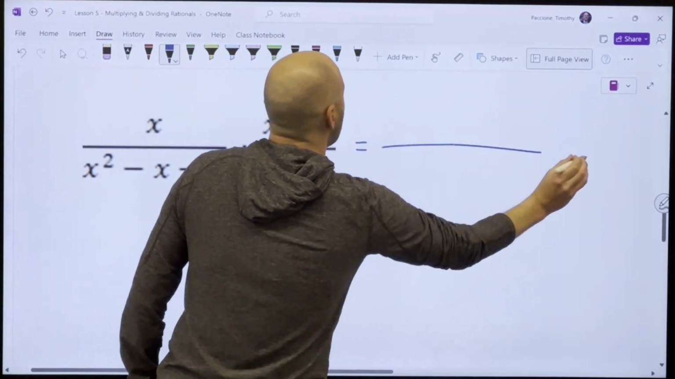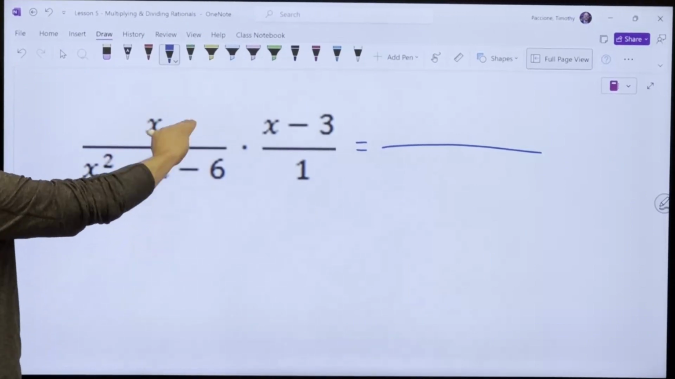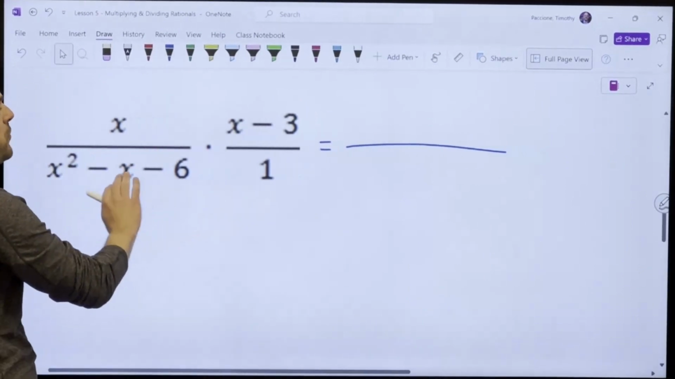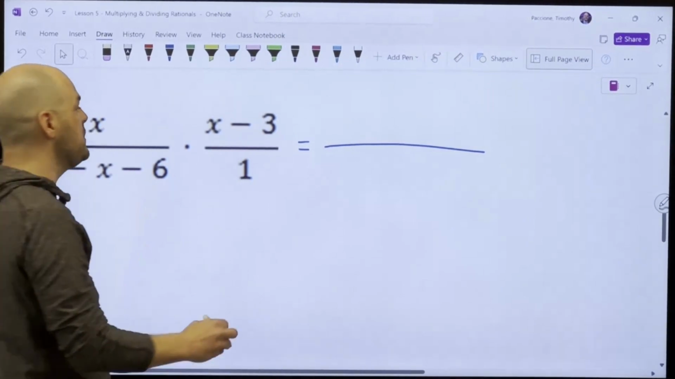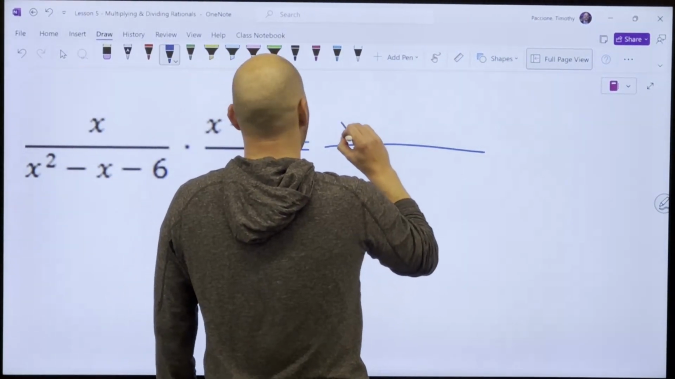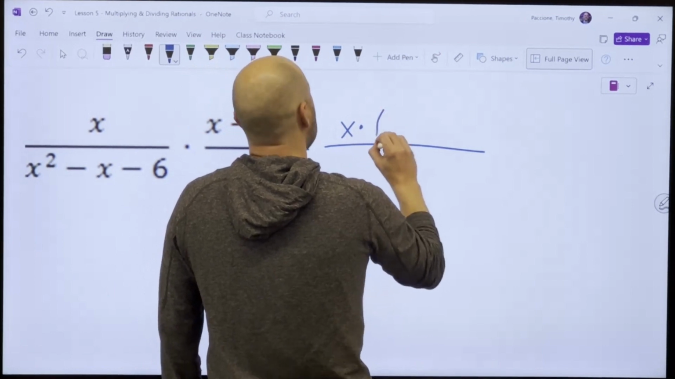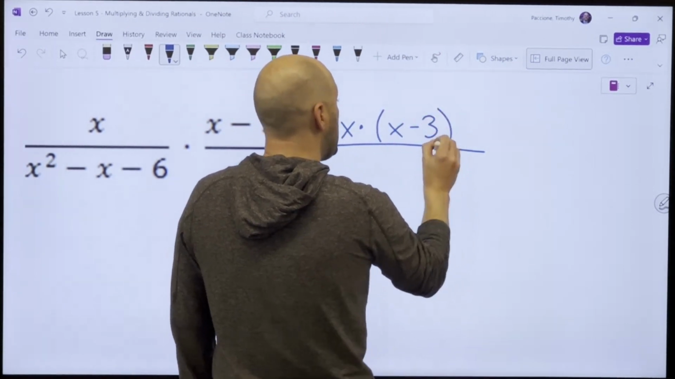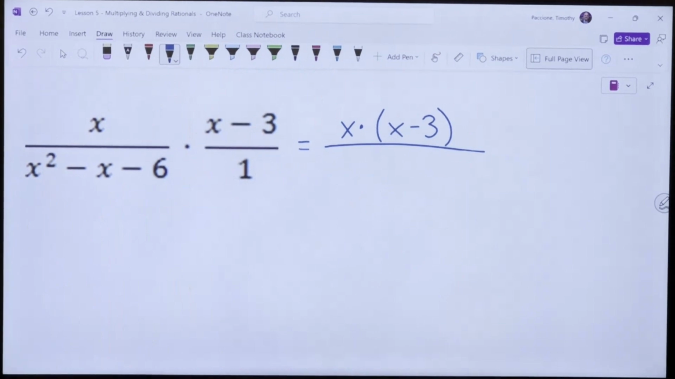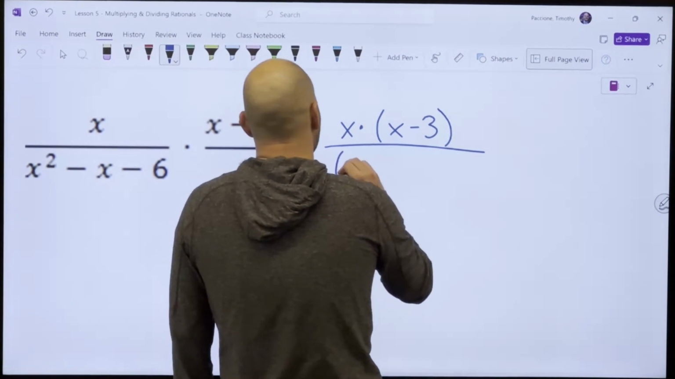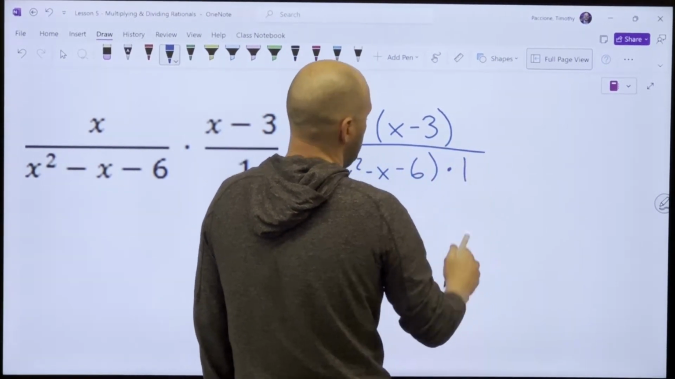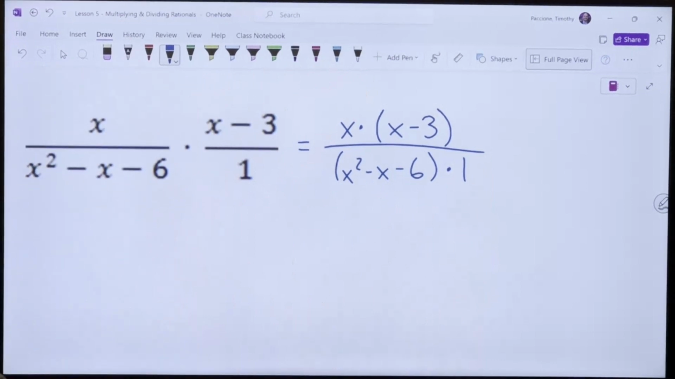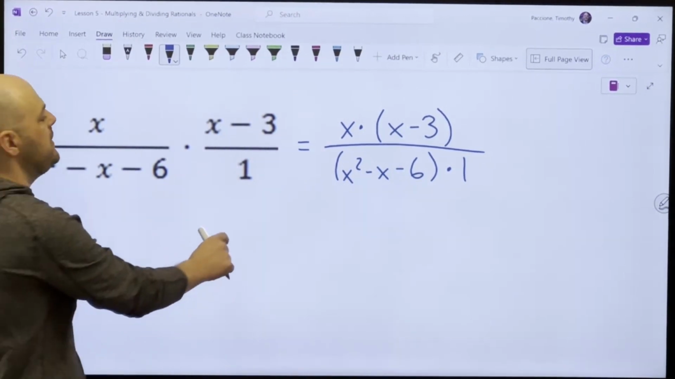Again, we're just going to write the factored out parts, right? So first I make one big fraction with the top and times the other top. So what's the first top that I have here? X times what? X minus 3, the whole thing as a group. On the bottom, I have what? X squared minus x minus 6 times 1. Times 1 is just itself, right? But we'll reduce that in the next step.